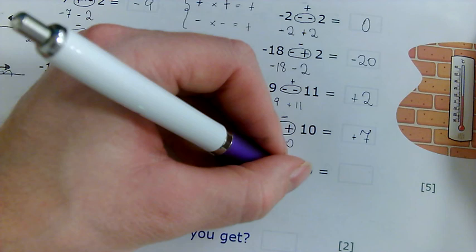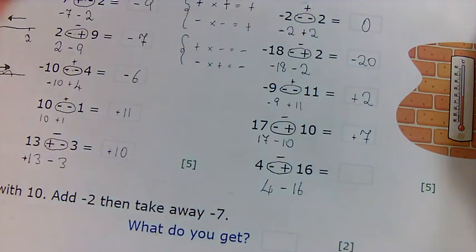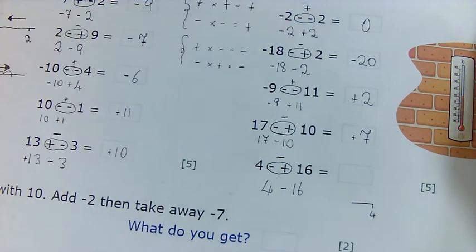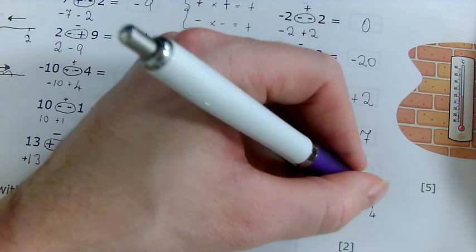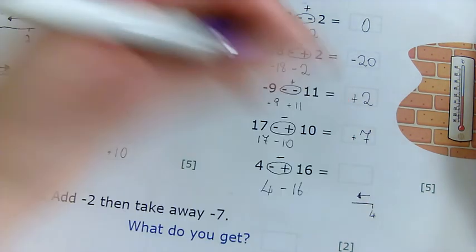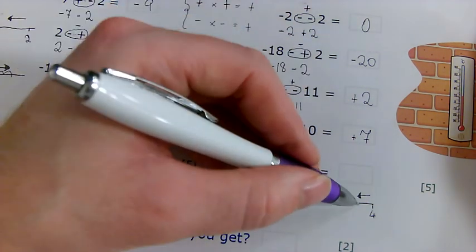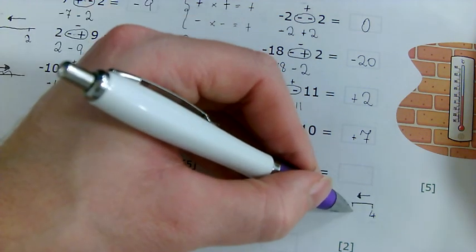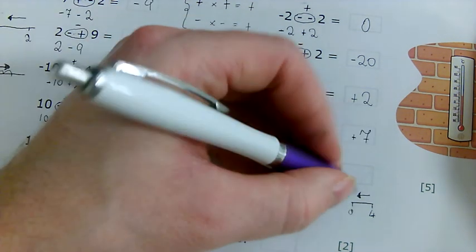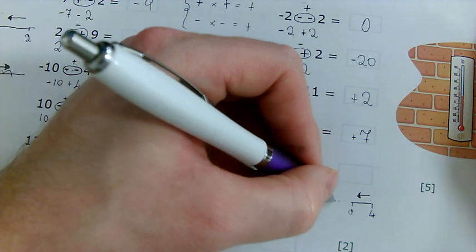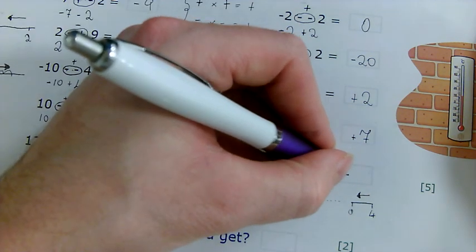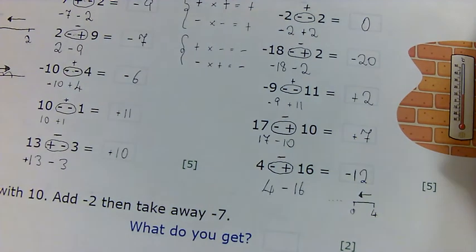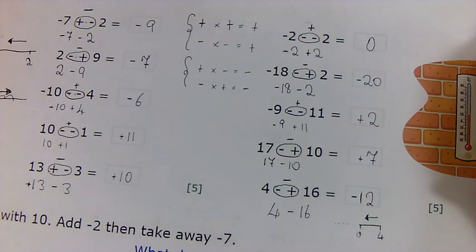4 take away 16. So you're at 4 on the number line. You want to go negative direction because you're taking away 16. Well, if I go back 4 spaces, that takes me to 0. Leaving with you with another 12 spaces to go back. So it'll be a minus 12.